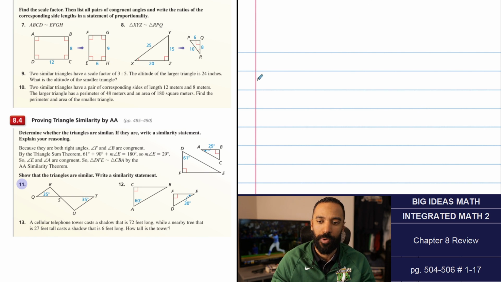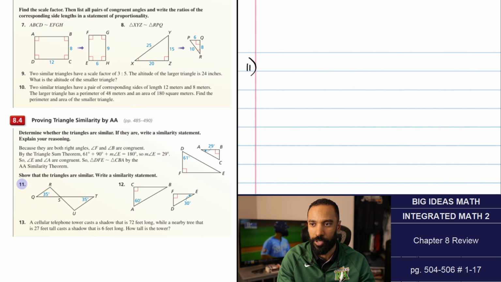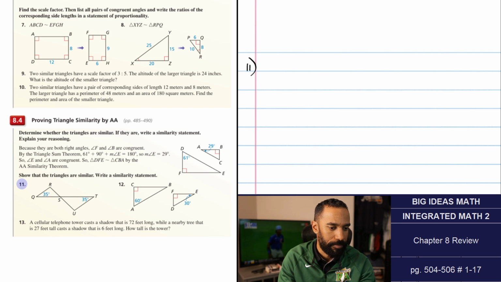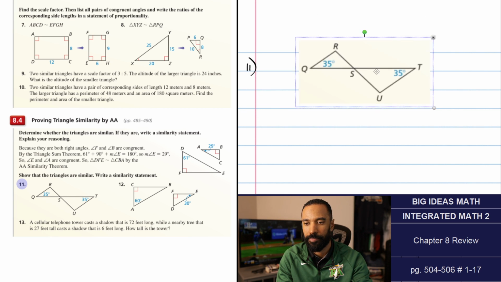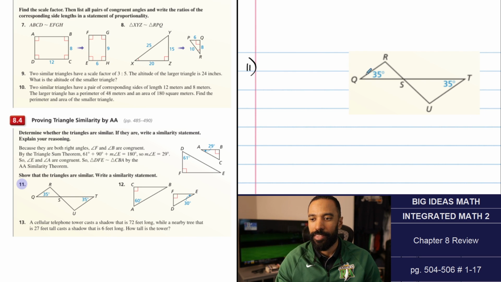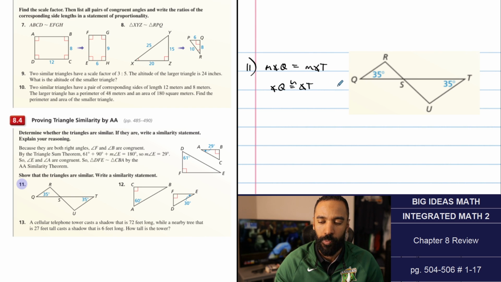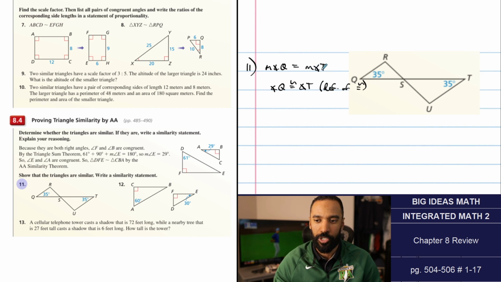Our numbers 11 and 12 were asked to do the same thing. Now, different kinds of drawings. Actually, 12 is kind of closer, but number 11 is not. And let's copy and paste the drawing. So number 11, I have triangle QRS, and then this TUS. I believe that's the way they correspond whenever you see a question like this. I have measure of angle Q at 35 degrees equal to the measure of angle T. Therefore, angle Q is congruent to angle T. That's one set of congruent angles.